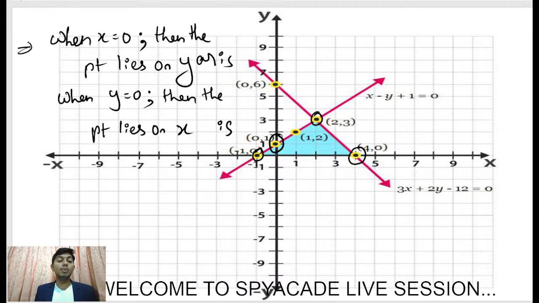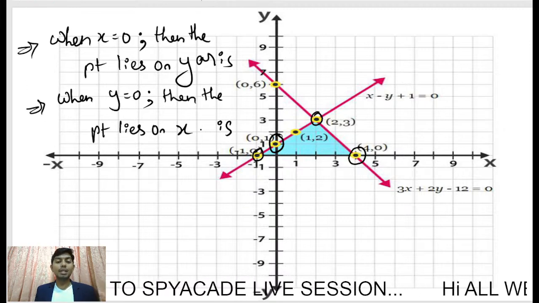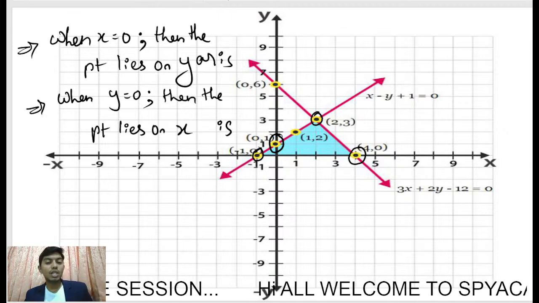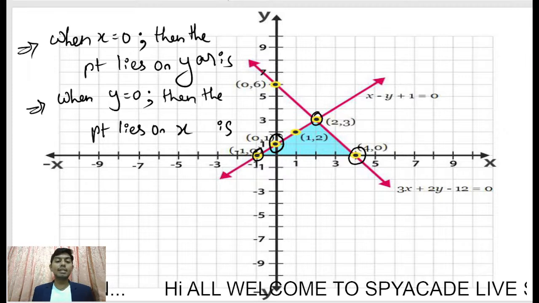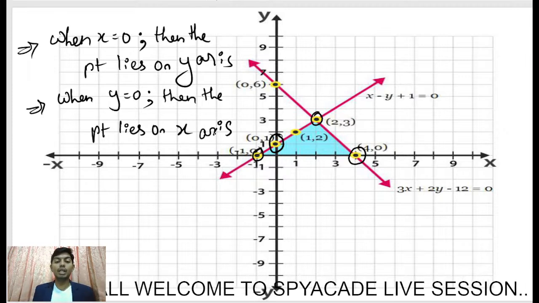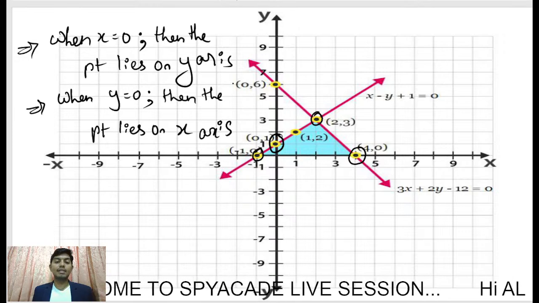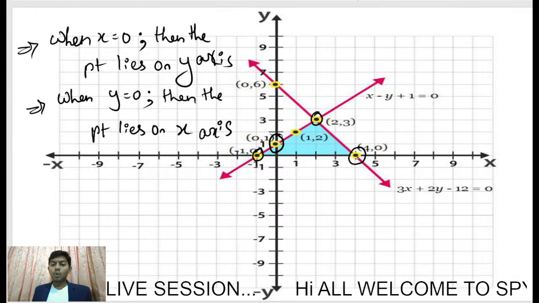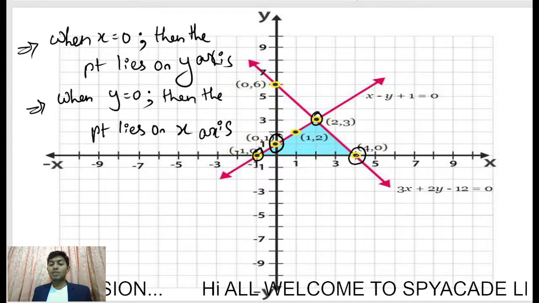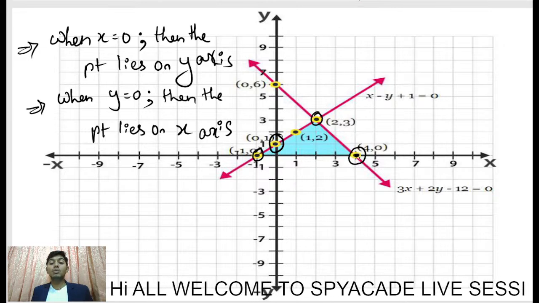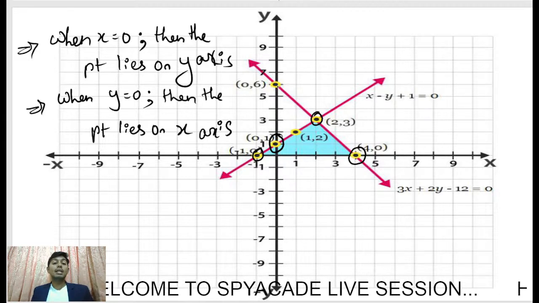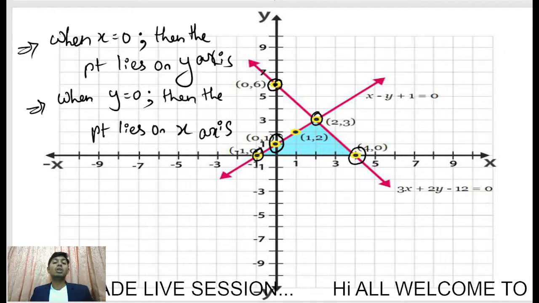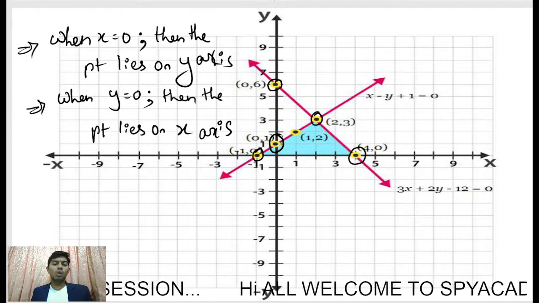These 2 points are quite important. Don't get confused. Sometimes we will plot in the different axis. That's why I'm telling now. Okay, when x is equal to 0, then the point lies on y-axis, and when y is equal to 0, then the point lies on x-axis. Okay. Yes, so please make a note. And so here 4, 0, that is placed on x-axis because y is equal to 0, and so the point is lying on x-axis. Same way here 0, 6, x is equal to 0, and so the point lies on y-axis. So we have plotted all the points.